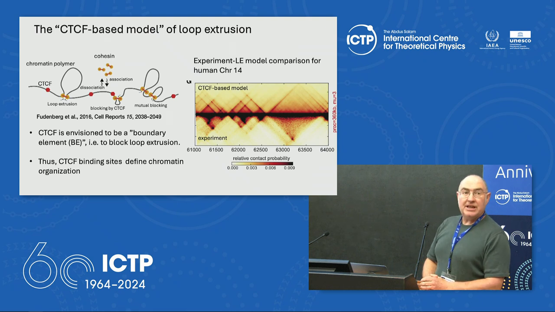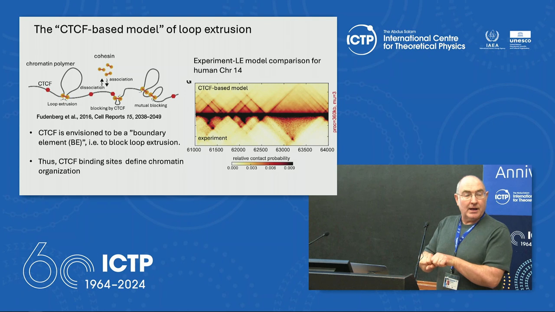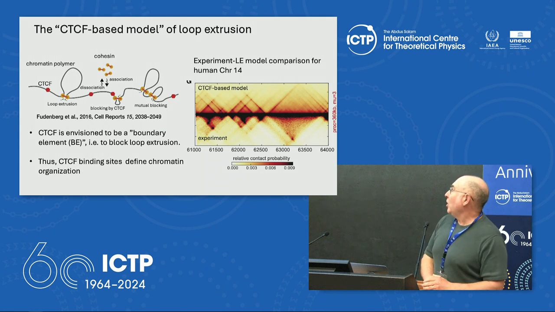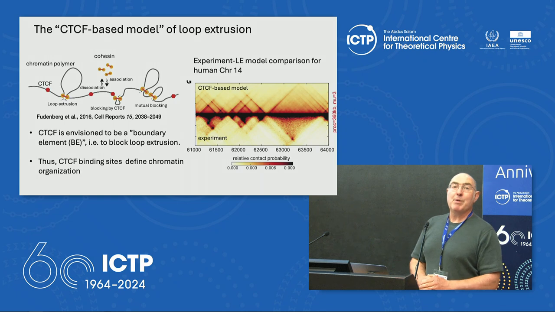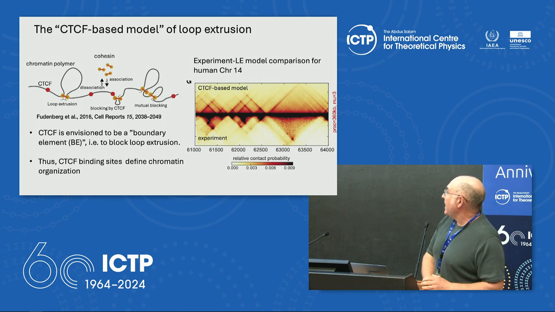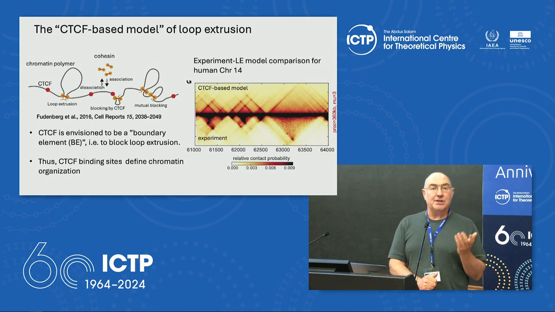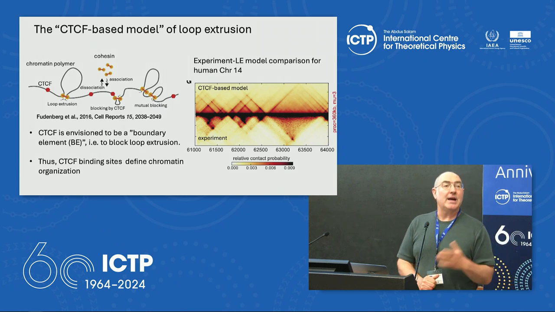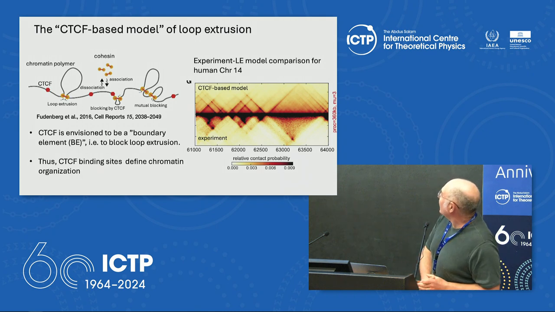Loop extrusion continues until either one of those cohesin molecules contacts another cohesin molecule, in which case they're presumed to block each other, or until it comes into contact with another molecule called CTCF, which binds specifically to particular sites on DNA. And so the locations of CTCF binding sites establish those patterns of squares that I showed you previously, is the idea. And this does a pretty reasonable job.